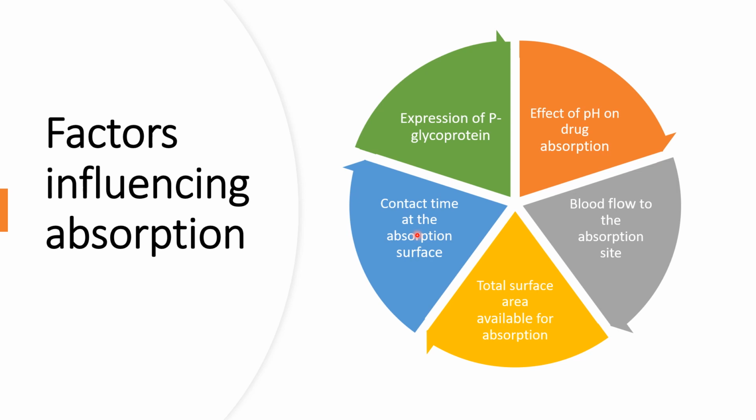Similarly, when food is present in the GI tract, it slows gastric emptying and dilutes the drug. Both these factors increase the contact time for the drug at the absorption site. So these factors increase the absorption of the drug at the absorption site. That's why a drug is more efficiently absorbed when it is taken with a meal.